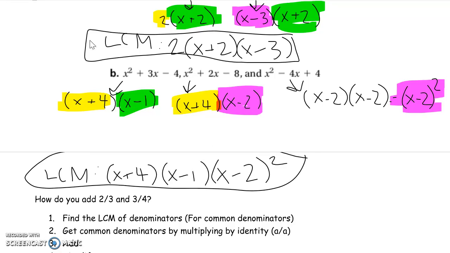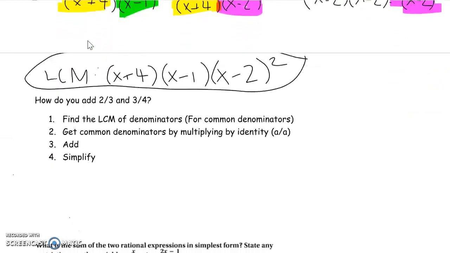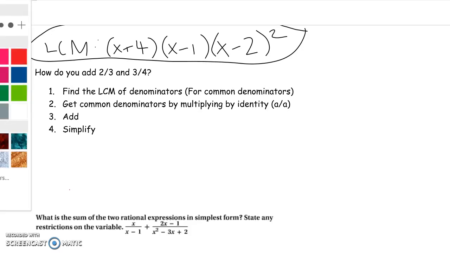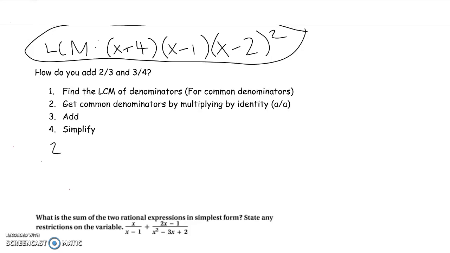Okay, for the next step, we are looking at adding fractions with numbers. I have a 4-step process listed here if you want to pause the video and jot down those steps. The first step, we need to find the least common multiple of the denominators. So we need to find the least common multiple of 3 and 4, which are the denominators. If you want to pause the video and try that, the answer we get is 12.